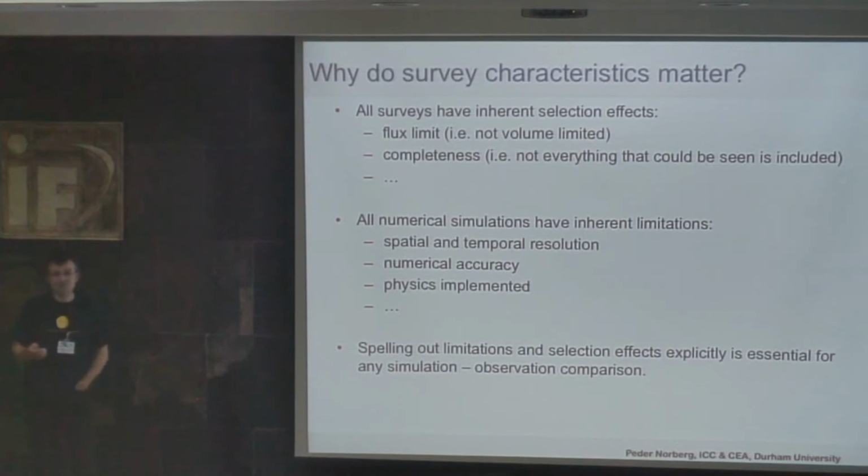Your simulation is 99% of the time volume limited, unless you do zoom simulations, in which case it's a bit different. Completeness: not everything that could be seen is included. Is it incompleteness because I didn't decide to target them, because there was no point in targeting them? Or is it because I couldn't target them because I didn't know they were there?